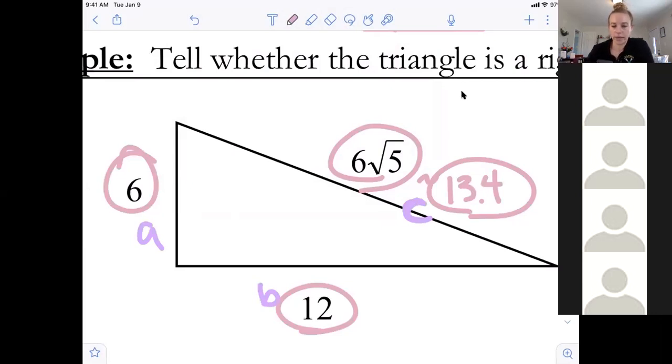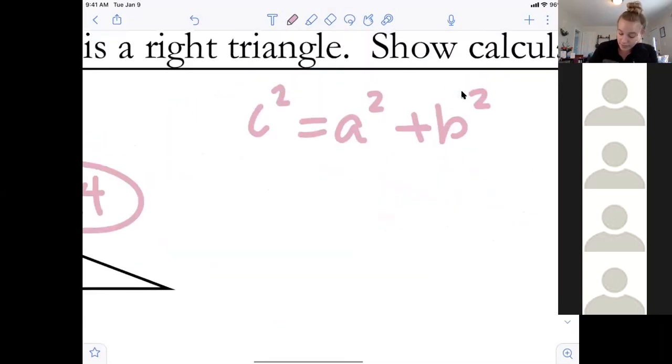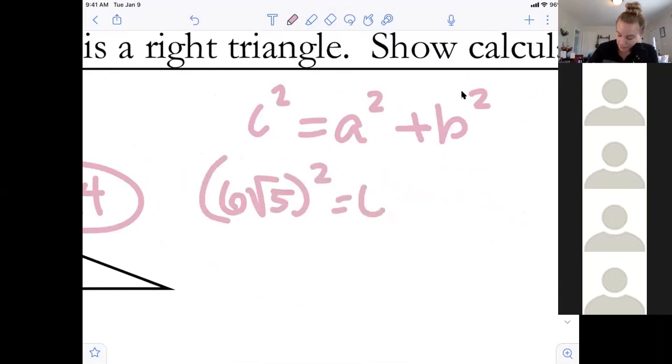I know that was long-winded, but I tried to think through different thoughts you might have before I told you exactly what to do. So again, I put it in the calculator. I saw it was the biggest one. So now I'm going to set it up over here. C squared is my 6 root 5 squared. A squared is 6 squared, and then B squared is 12 squared.